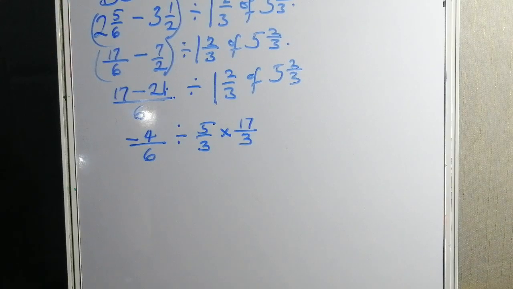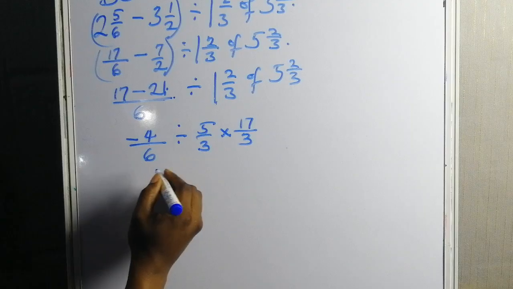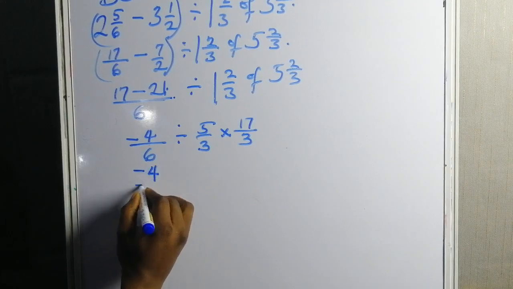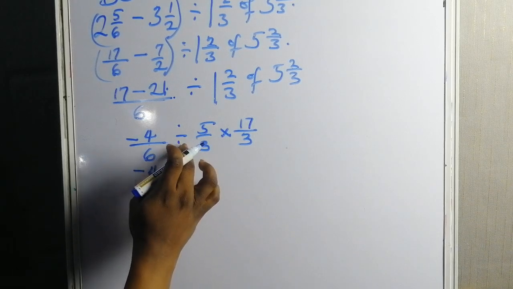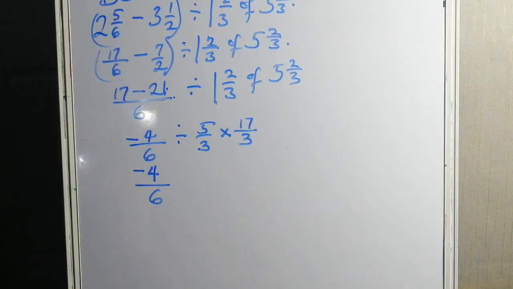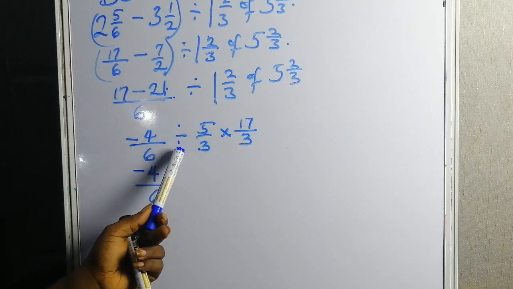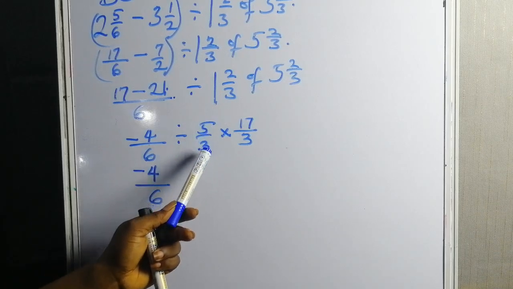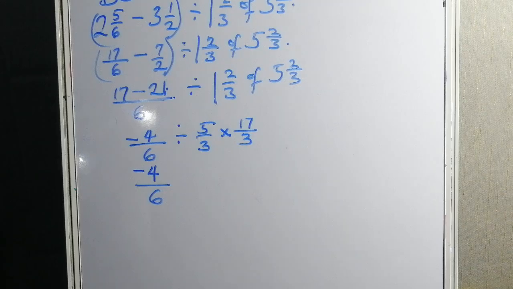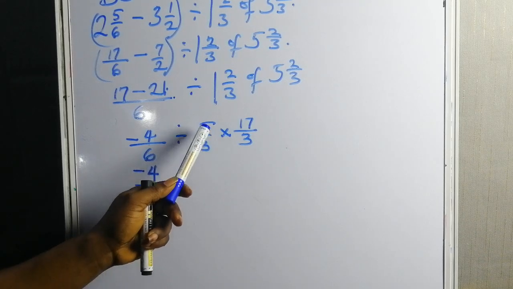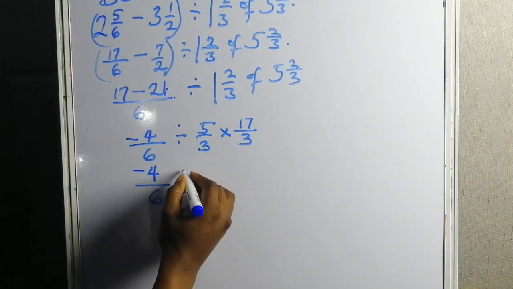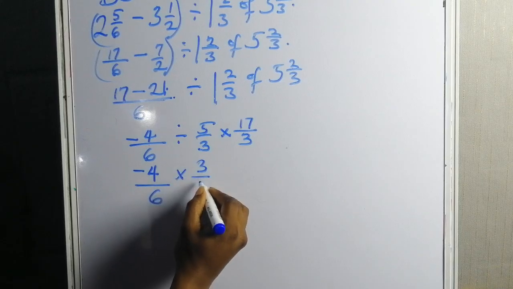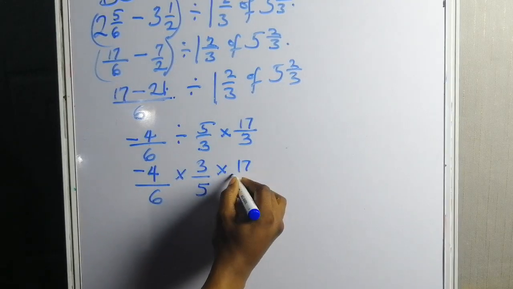So at the end of the day, I will now have minus 4 over 6, okay? Minus 4 over 6, that's division. Like I told you, if I want to remove division, anything on the right hand side is the owner of the sign, okay? The owner of this division here is what? 5 over 3. So this one will now be times what? 3 over 5 times 17 over 3.